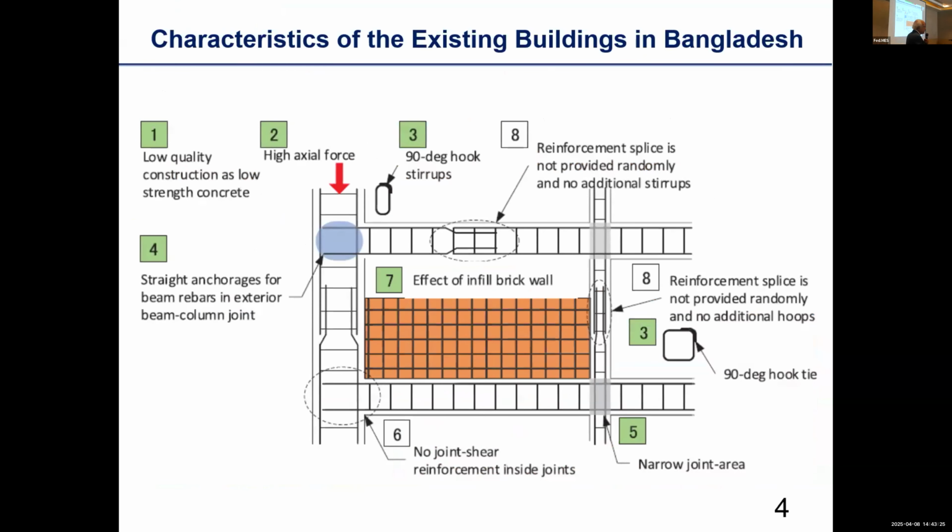And Shafiul, my previous author, has explained this. So when we started that project, we tried to go deep into the problem and identify it. The basic problems are low strength concrete, narrow column size, no seismic detailing, partial infill wall, narrow joints and 90-degree hooks, those kinds of things.